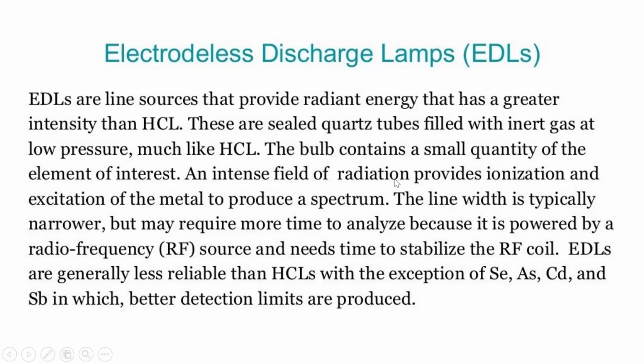How the radiation is produced? Radiation is produced by the radio frequency source. Ionization of the gas results in gaseous ions. Inert gas ions are produced. These inert gas ions cause excitation of the metal and these excited atoms return to the ground state by the emission of the light. So this is the working principle of electrodeless discharge lamp.